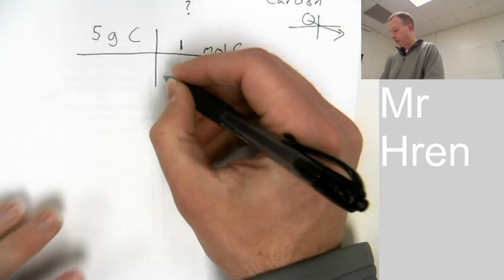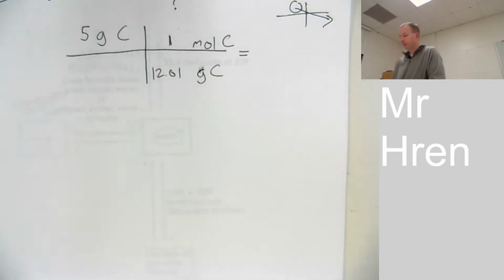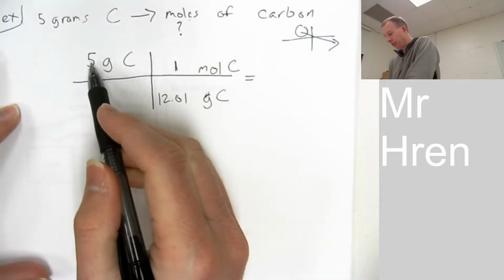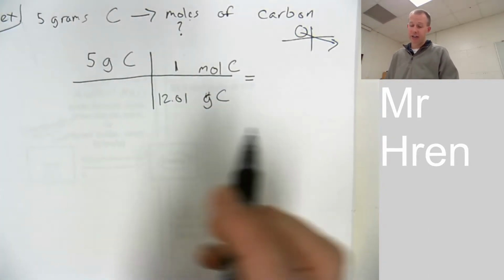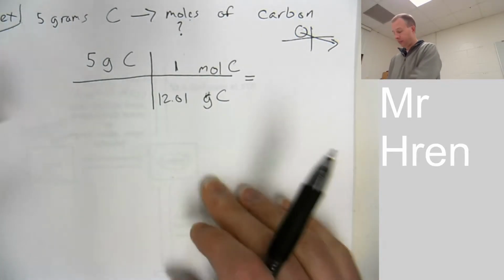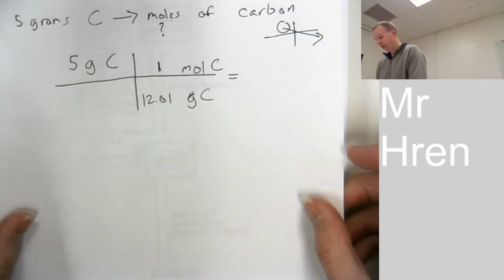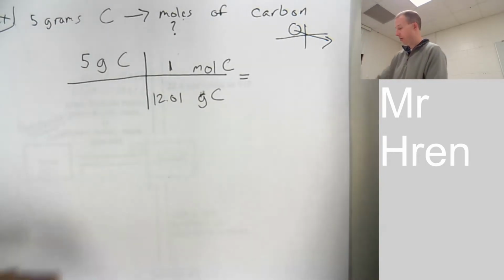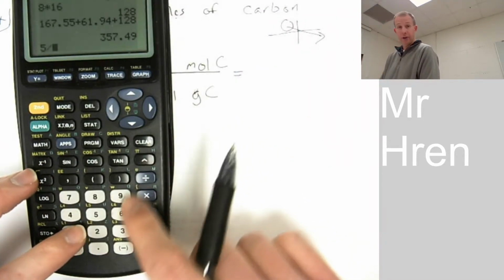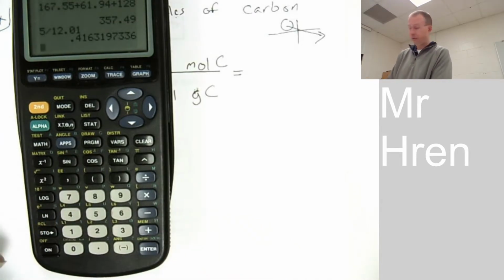Right. So 12.01. Now remember, if one number's on top and the other number's on the bottom, you're going to divide. That matches with what this says. You're dividing, so you're going to do 5 divided by 12.01. So 5 divided by 12.01 gives us, I will say, 0.42.